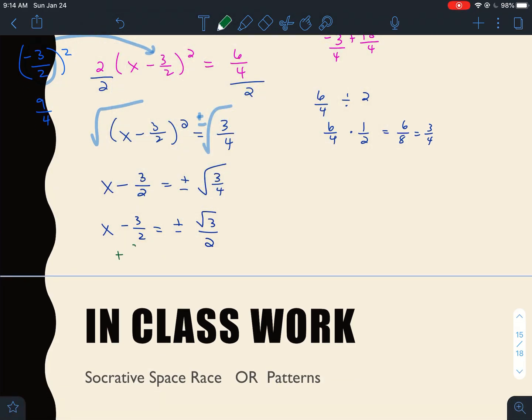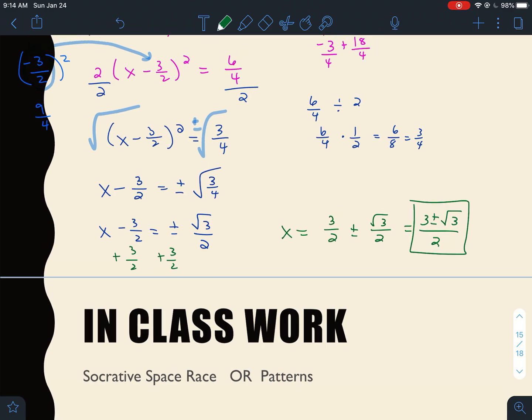And then to solve, add the 3/2 to both sides. And we get x equals 3/2 plus or minus the square root of 3 over 2. And if you combine, since they have a common denominator, we can write 3 plus or minus the square root of 3 over 2.